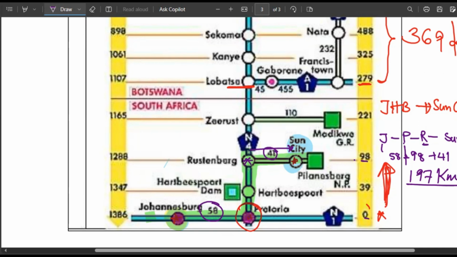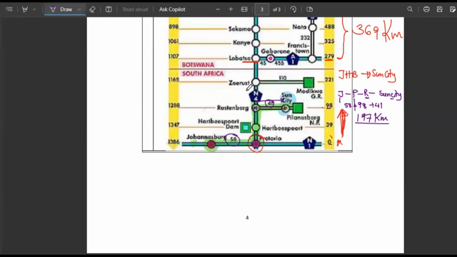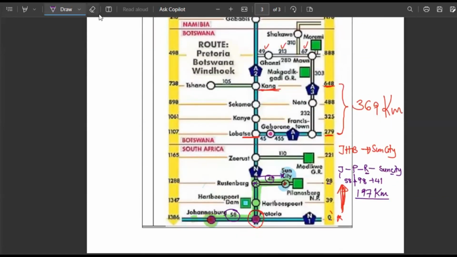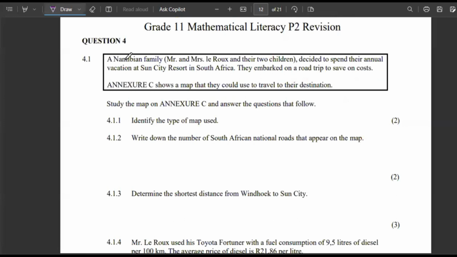That's how we use this. This is how we use the strip map. We don't need a compass. Sorry, we don't need a scale on a strip map. Okay, let's try to answer the questions that were given to us. I was just giving you a little bit of hints or some techniques that we use on a strip map. Let's look at the questions that they want us to answer.